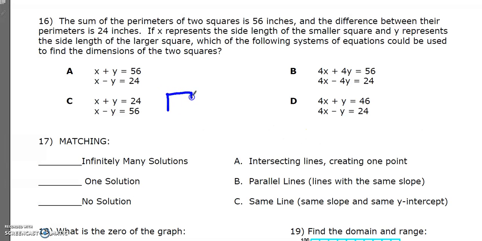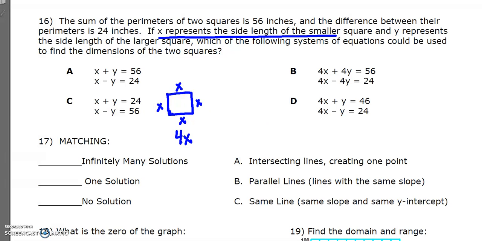I've got a small square here. And it told us x was going to be the side length for the smaller square, so that means we have an x here. And if it's a square, that means all of our sides are the same. So if I'm finding the perimeter of a square, I'm adding up all the sides. Well, if they're all the same, instead of saying x plus x plus x plus x, can't we just say 4x? And that'd give me the perimeter of this square.